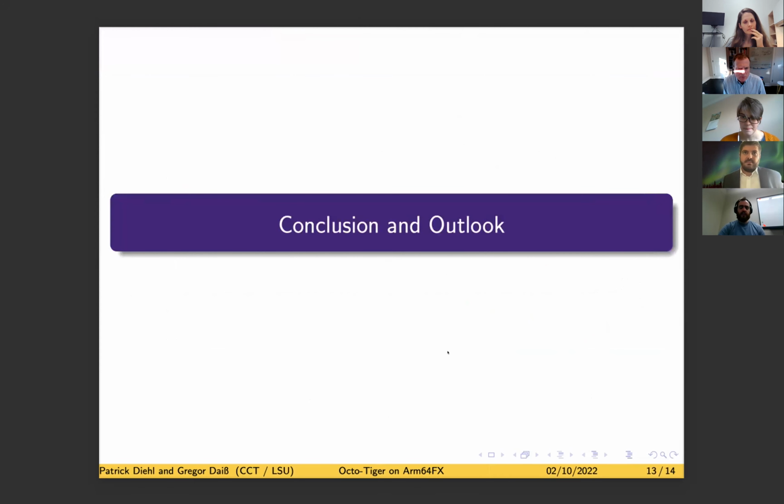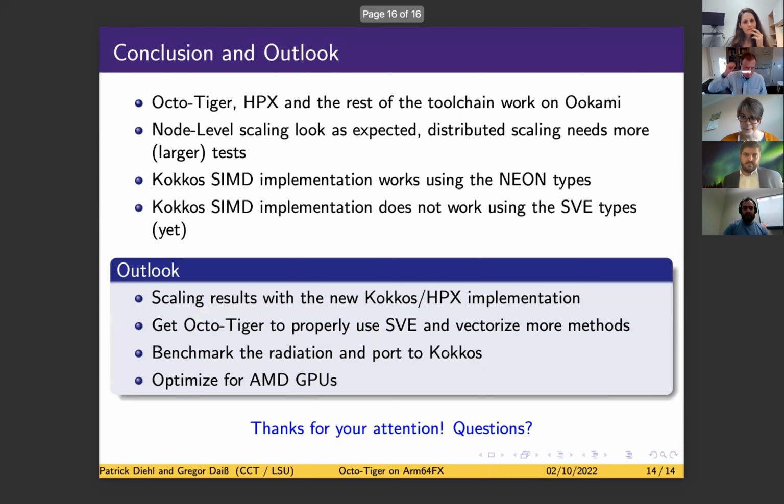So our conclusions, basically, if you go one slide further. We got OctoTiger and the entire toolchain, so HPX, Kokkos, and all other dependencies working on Ookami. So we are quite glad that that is out of the way. The node level scaling sort of looks like what we would expect, and the distributed scaling gets more interesting once we run larger scenarios. So that's basically up next.